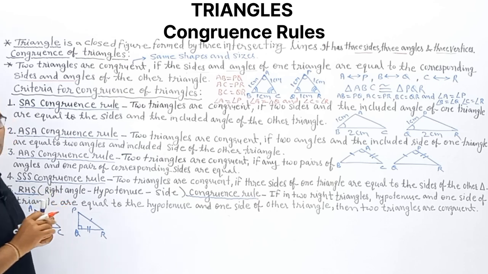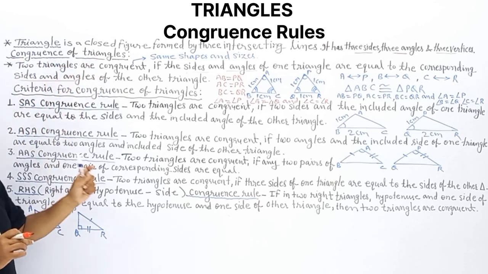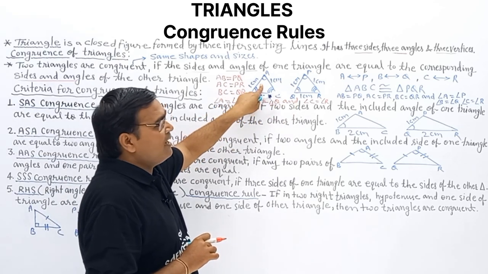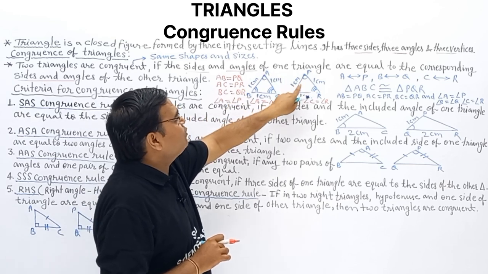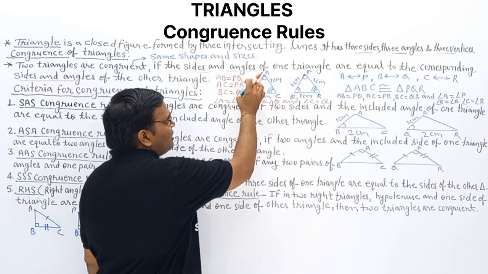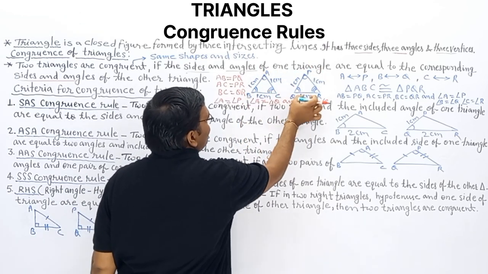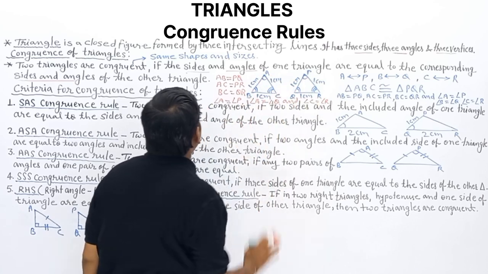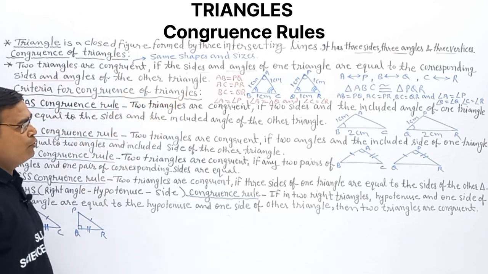Simple things about the congruence of triangles. Two triangles are congruent if the corresponding sides and angles of one triangle are equal to the corresponding sides and angles of the other triangle. It means this side equals this one, and this angle equals this one, this angle equals this one. Then only we can say both triangles are congruent.